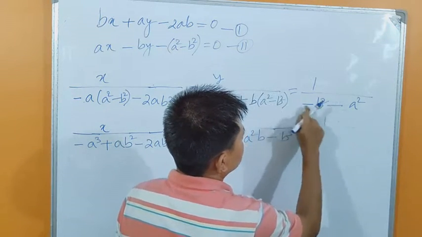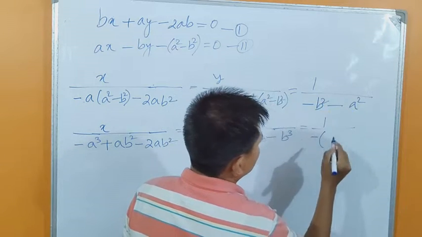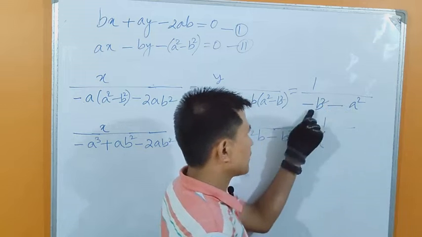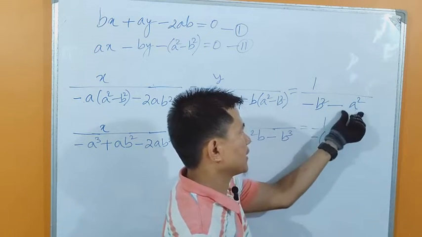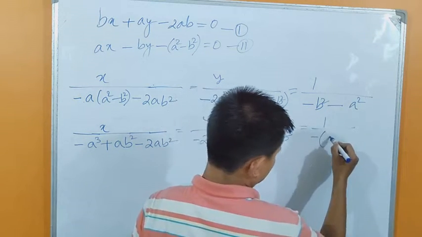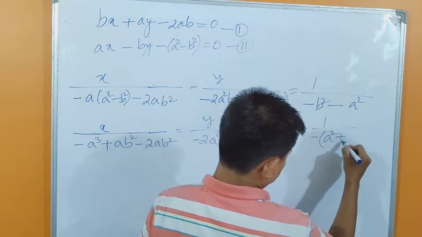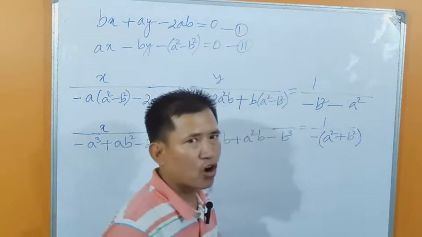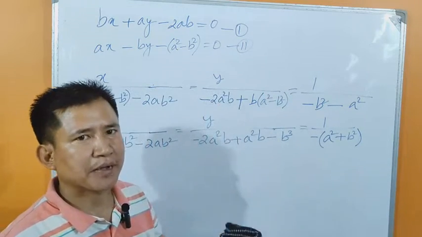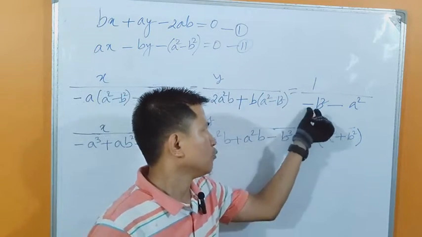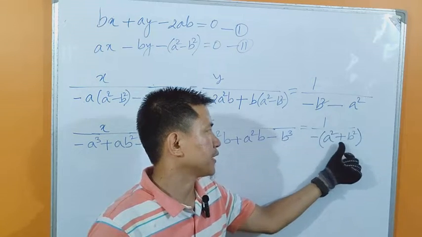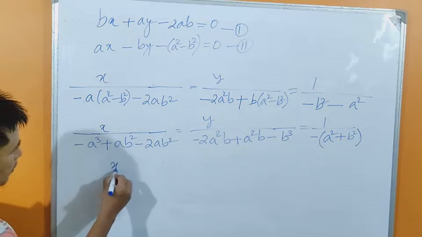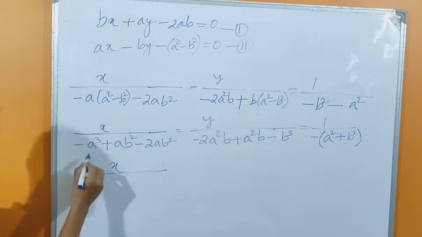me take minus common from these two. So this plus b square becomes minus, this minus b square becomes plus b square, and minus a square becomes plus a square. So I write a square in the front, a square plus b square. When we take minus sign common, plus sign becomes minus and minus becomes plus, okay? Both of them were minus and both of them became plus now. We took the minus sign out. X upon minus a cube.